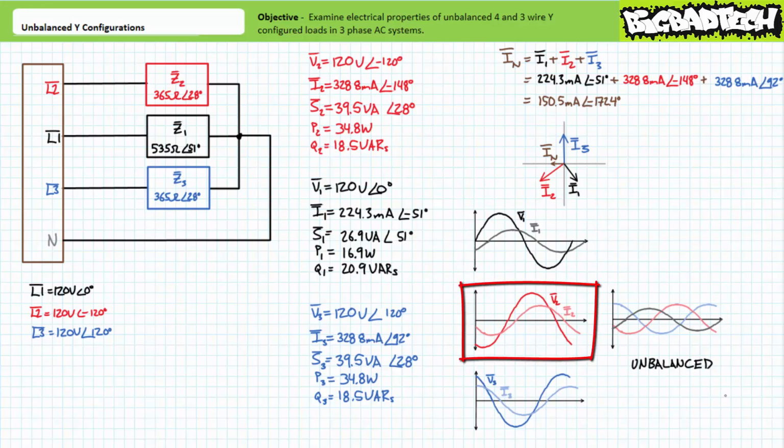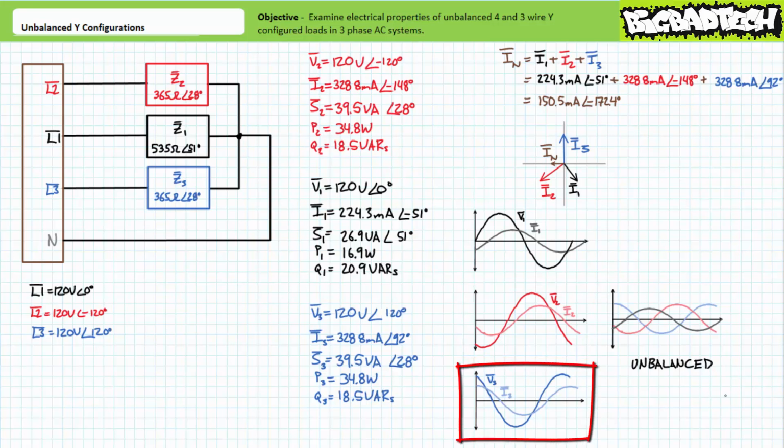Similarly, when sinusoidal voltage across and current through impedance element Z2 is plotted as a function of time, it would look something like this. Assuming L1 is our reference, L2 lags L1 by 120 degrees, and current lags our assumed reference by 148 degrees. This being said, current through Z2 still lags voltage across it by a relative 28 degrees.